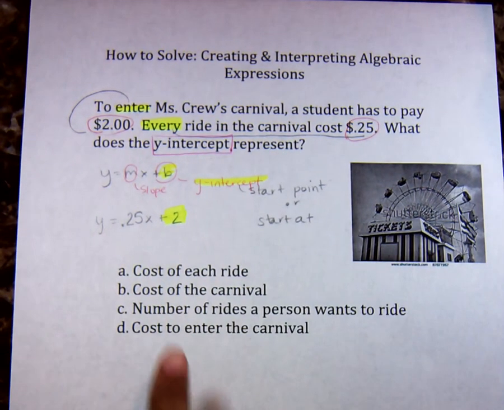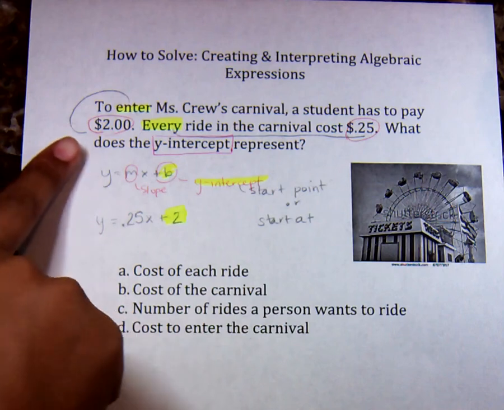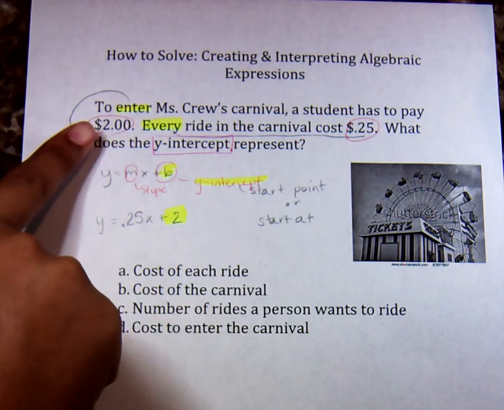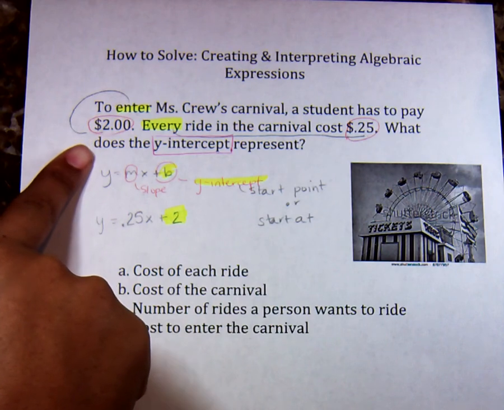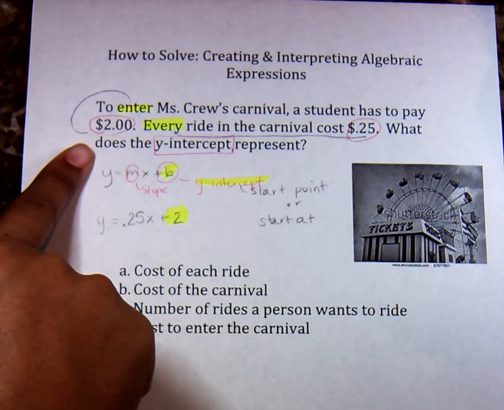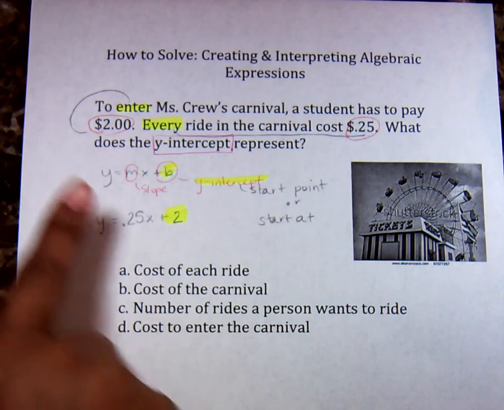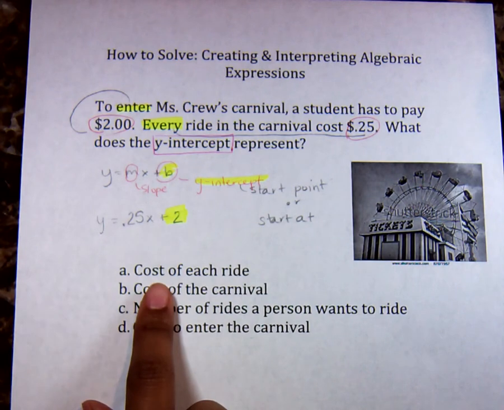So this is also where I use the word problem, and that's why I connected the 2 to the enter, because I know that no matter what, I have to pay the $2 to enter. The problem does not say anything about changing the price of the entry. So it's just $2. So now I'm going to reread my answer choices.